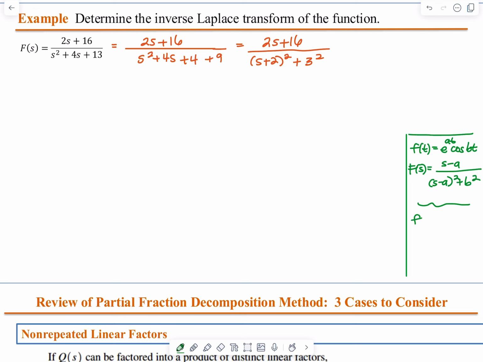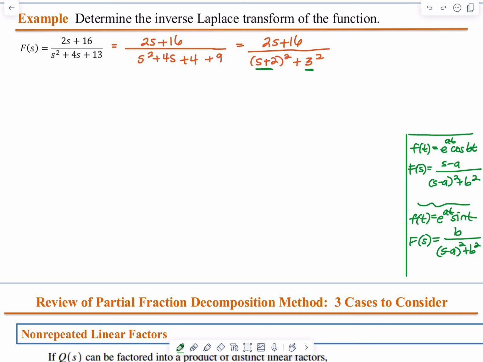So we also take a look at f of t equal to e to the at sine of bt. And here we have just b in the numerator. So we will probably need both of these, and then we have that same denominator, which is going to help us, (s minus a) squared plus b squared. So we can pretty much see that our b is going to be equal to 3, but we need s plus 2 in the numerator. We need that s minus a.